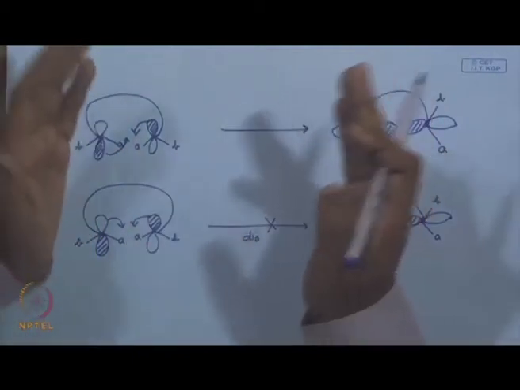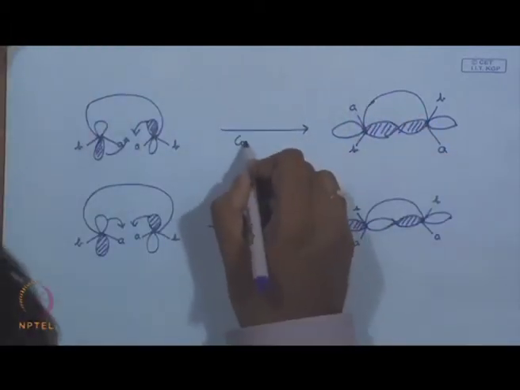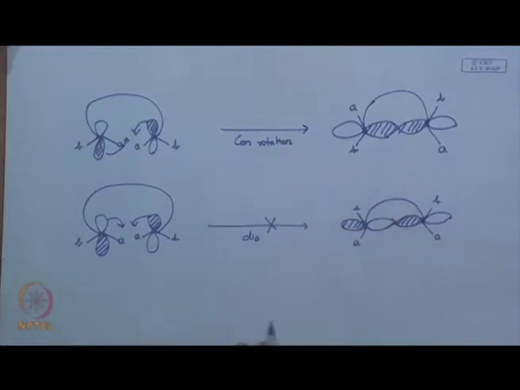So, if you have both anti-clockwise or both clockwise, then you call this rotation conrotation. This is a more important point to remember. If you have one clockwise, another anti-clockwise, you call them disrotation. If you have clockwise, clockwise, you call it con, or if it is anti-clockwise, anti-clockwise, you call it con. If it is the same, then you call con. If it is different, then you call it dis.